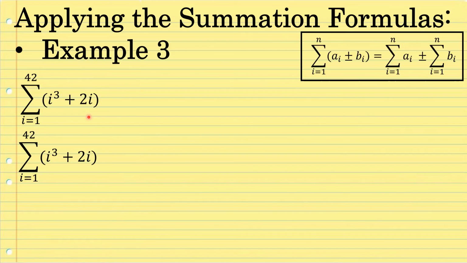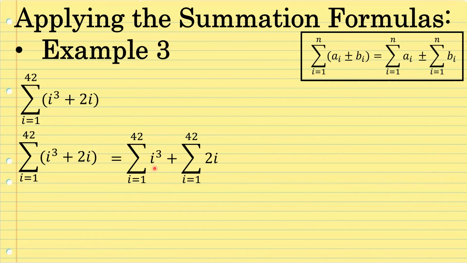Just like the previous 2 examples, the first thing we'll do is break apart each term in the original summation into 2 individual summations, both going from 1 to 42, the first term of i to the third, the second term of 2i. There's a plus sign in the middle of these 2 summations, which carries over from the original problem.